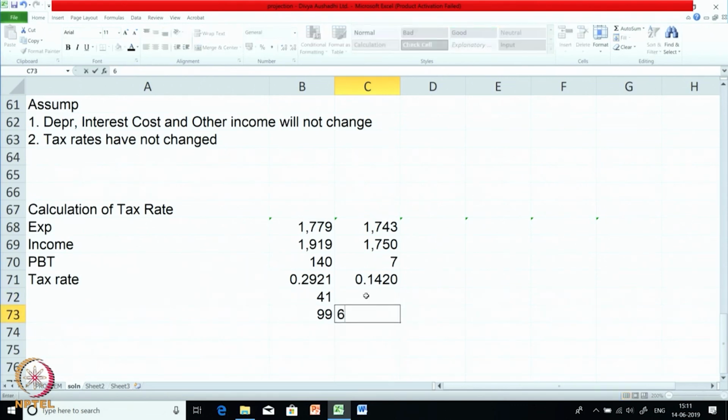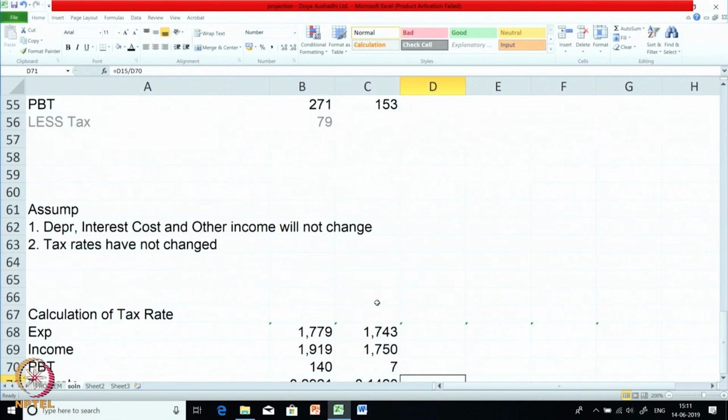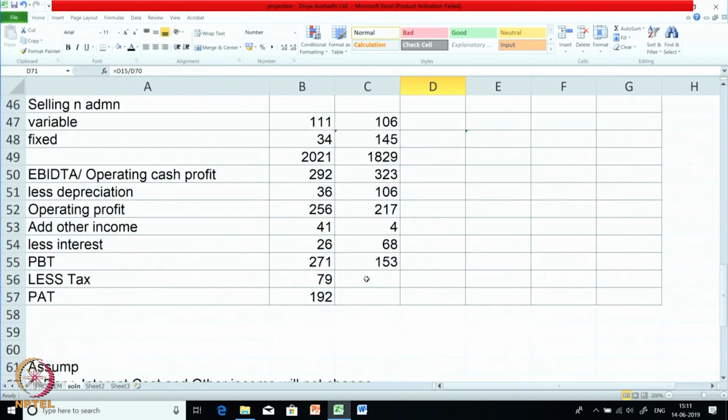how much is the profit after tax? It will be 6. Okay, this is for last year. Now in the current year, please apply the same tax rate, 14%. So your tax is 22 and profit after tax is 131.